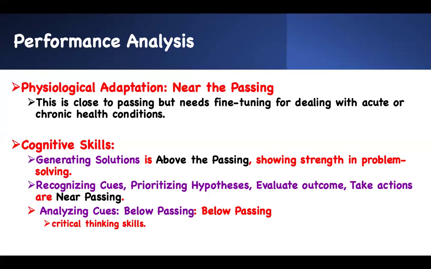When it comes to case study, they're very good, right? Generating solution, they were above. They can come up with the plan based on the case study. They can show strength in problem solving. So that is good. They've mastered how to manage that. They can recognize cues, they can prioritize, they can evaluate outcome and take action, but it's not perfect, right?